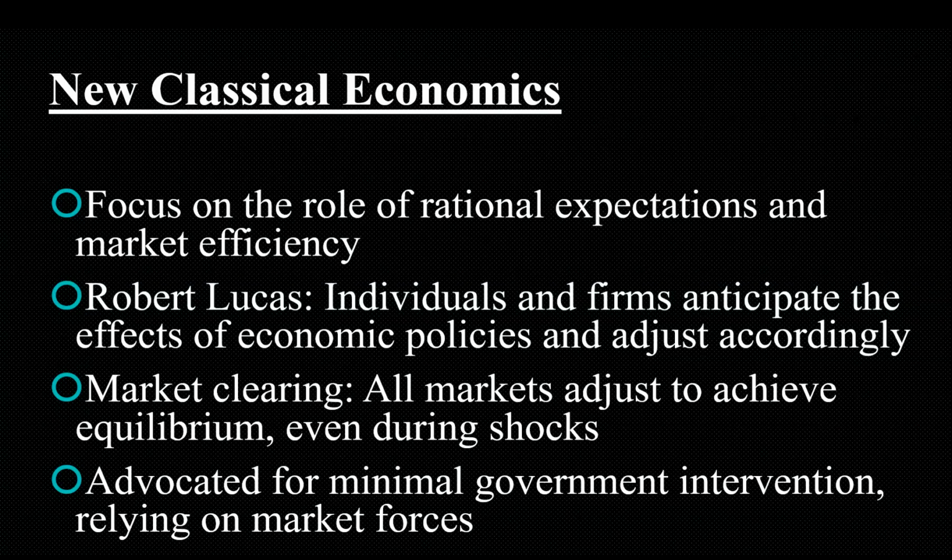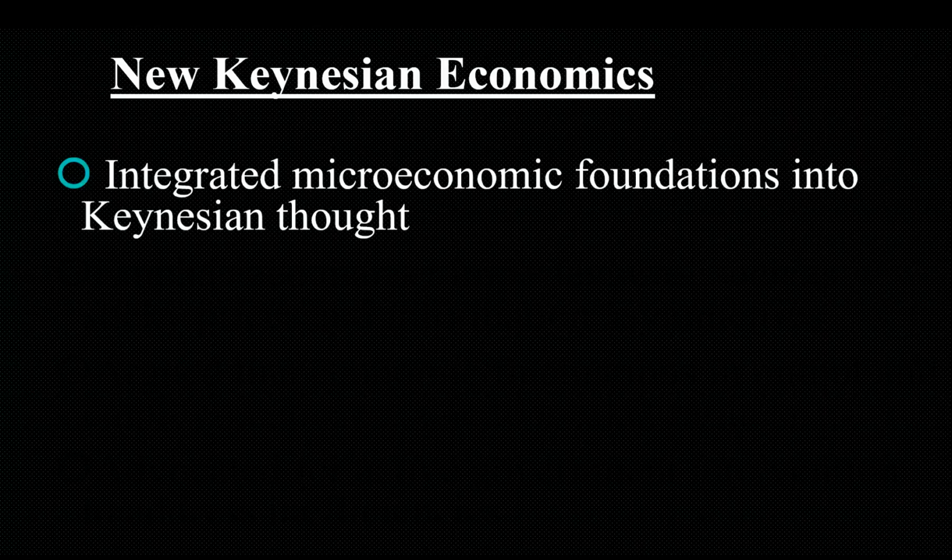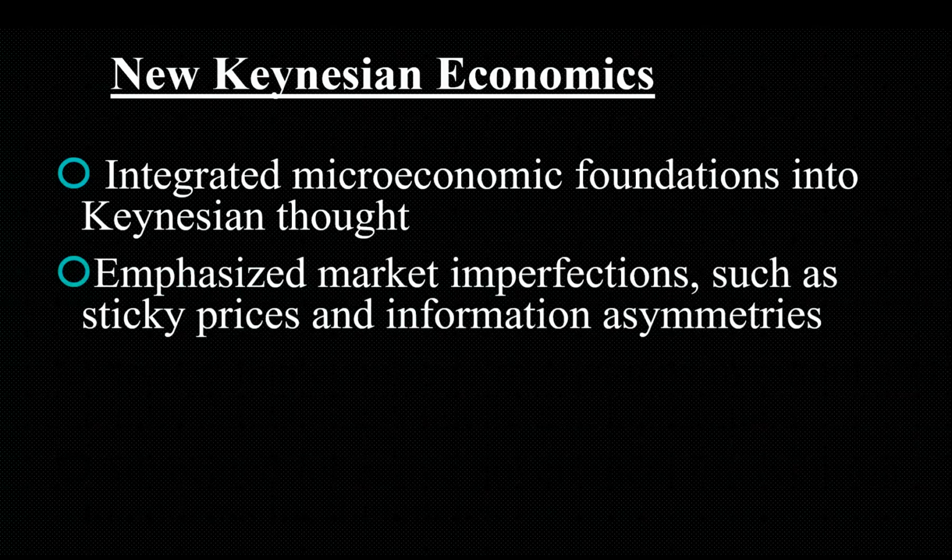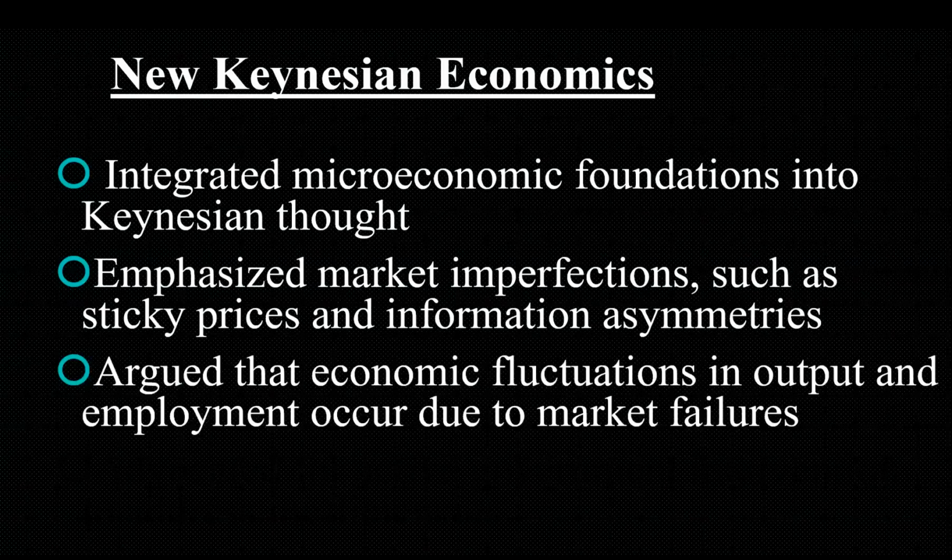At the same time, new Keynesian economics emerged as a response to some of the limitations of both Keynesian and new classical models. New Keynesians argued that markets are not always efficient and that imperfections, such as price rigidities and information asymmetries, can prevent markets from clearing. For example, in labor markets, wages may be sticky, meaning they do not adjust downward quickly enough during recessions. This can lead to prolonged unemployment, a situation that Keynesians argue requires active government intervention to resolve.